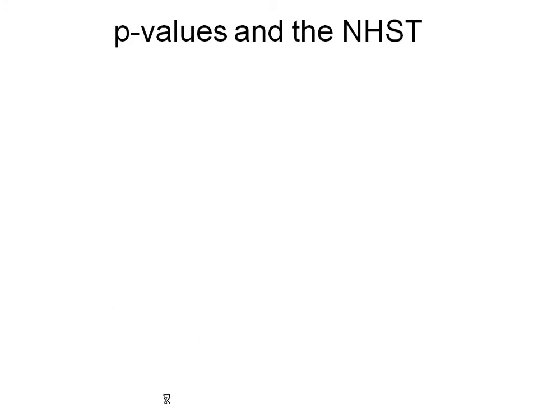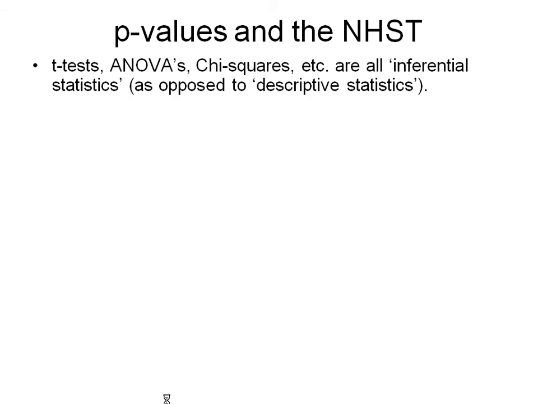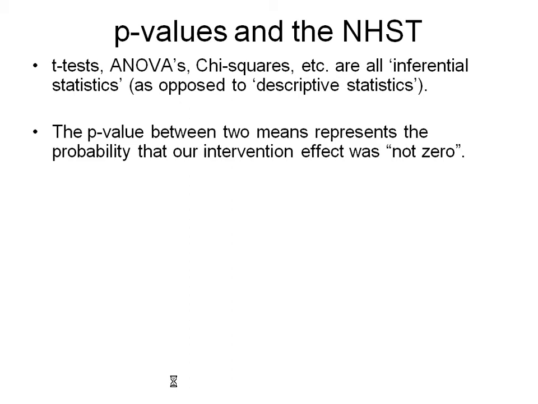So we test this null hypothesis based on the p-value. Anytime we're doing any sort of statistic, whether it's a t-test, an ANOVA, a chi-square, whatever it is, these are all inferential statistics, where we're trying to make an inference from the sample that we have to the much larger population. The p-value between two means represents the probability that our intervention effect was not zero. That's really where the interpretation of no difference comes from when we're testing the null hypothesis. It's testing the likelihood that the difference between the two groups was not zero.